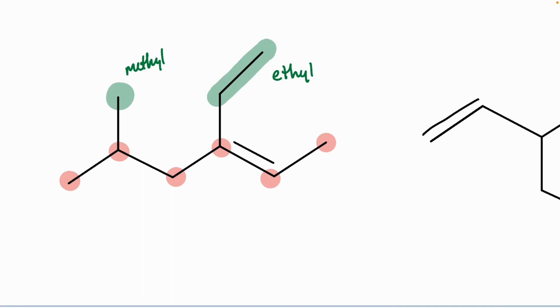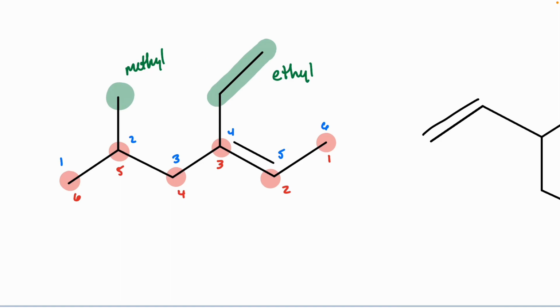And now we're going to number our parent chain in both directions. 1, 2, 3, 4, 5, 6. Going the other way, 1, 2, 3, 4, 5, 6. All right, let's see if we can remember here. Who thinks that we should pick the blue numbering scheme? And who thinks we should pick the red numbering scheme?